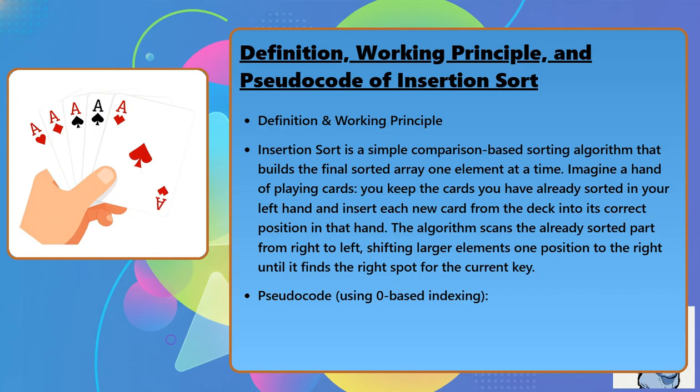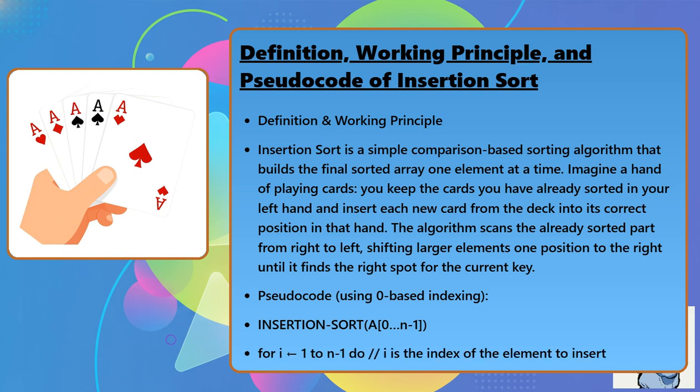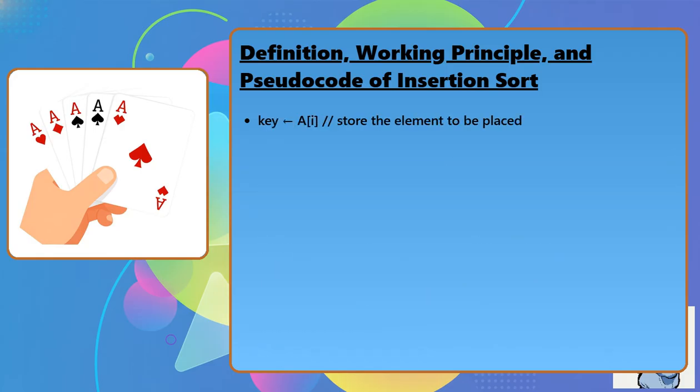Pseudocode using zero-based indexing. InsertionSort(A[0..n-1]). For i equals 1 to n-1 do. i is the index of the element to insert. key equals A[i], store the element to be placed. j equals i-1. Start comparing with the element just before i.